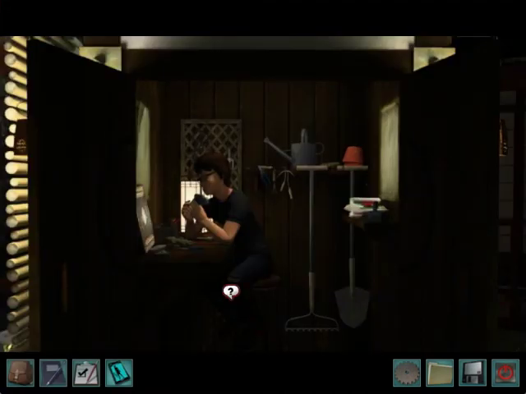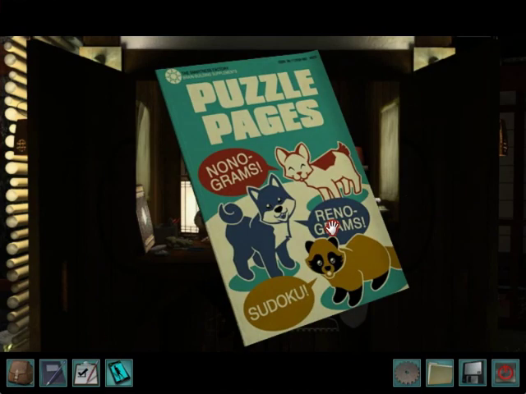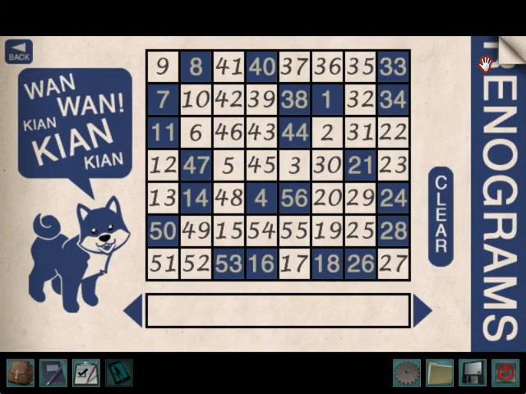Bye. So we did solve the last Sudoku, but not the last Renogram. Let's just take a look at the last Renogram. I'll go ahead and do it.